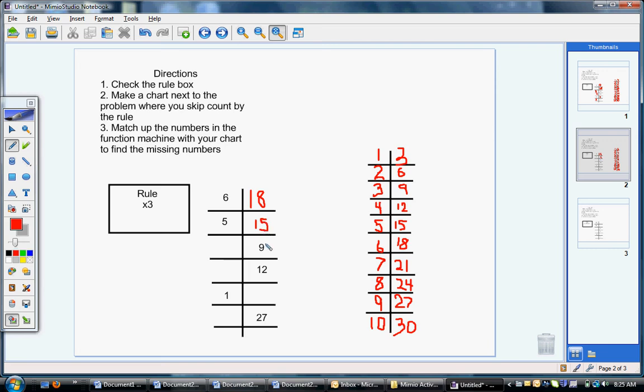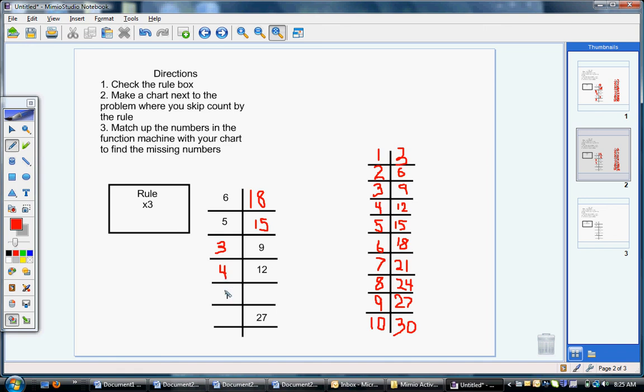On this side I have a 9. I'm asking myself, 3 times what number equals 9? Well, I look down my chart. Here's the 9. It matches up with another 3. That's because 3 times 3 equals 9. Here I have a 12. I'm asking myself, 3 times what number equals 12? I look down my list, here's the 12, and I can see it matches up with a 4. That's because 3 times 4 equals 12.